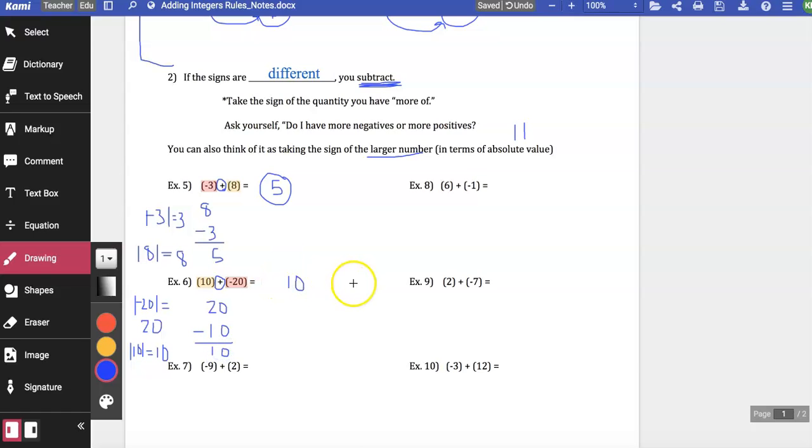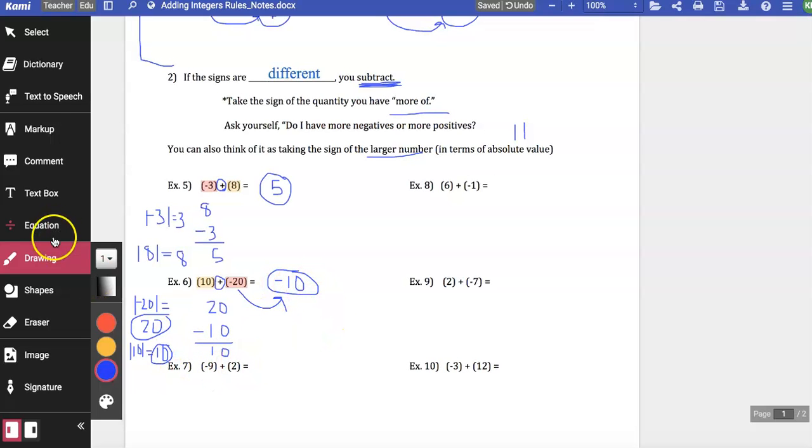And then you take the sign of what you have more of. So in terms of absolute value, which one is larger? Well, the 20 is larger, so I'm going to take the sign from the 20. You can also think of it as what do you have more of? So I have more negatives. I have 20 negatives and I only have 10 positives. So the negatives win out if you think of it in terms of zero pairs. I would have 10 positives canceling out 10 negatives, and then I'd have 10 extra negatives left over.